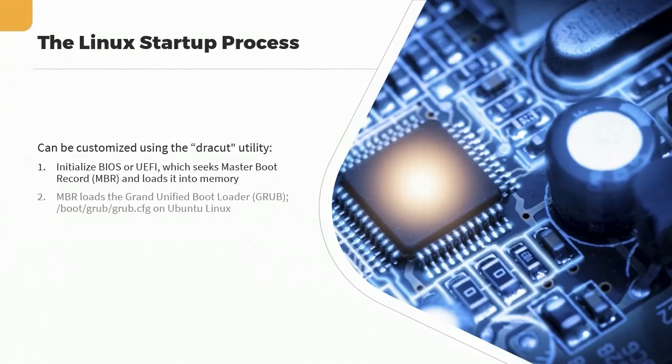So in step number 2, the master boot record loads the Grand Unified Bootloader, or GRUB, which has a config file under /boot/grub. It's called grub.cfg, at least on Ubuntu Linux. Depending on the version of Linux you're running, the distro will determine which bootloader is used. The older LILO bootloader is prevalent on older Linux distributions, but GRUB, specifically GRUB version 2, seems to be pretty much the standard across many distros now.